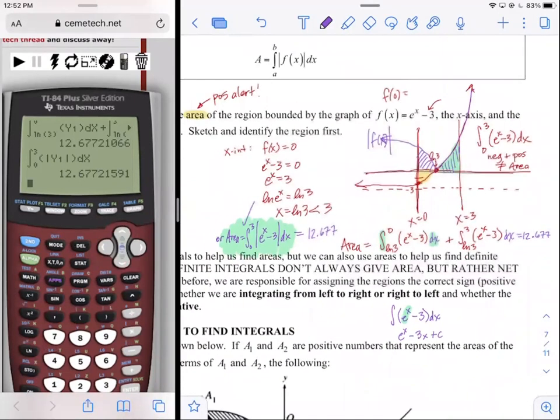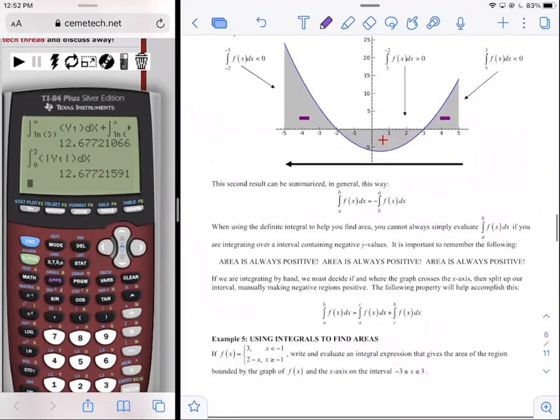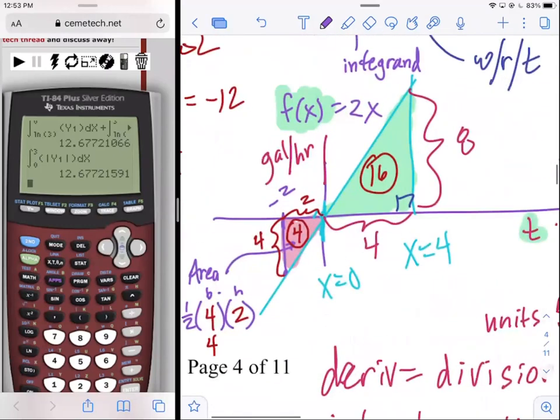So in this case, we're using the integral to help us find the area. Whereas over here, when we found the areas geometrically, we then assigned them positive or negative values. We were using area to find the integral.